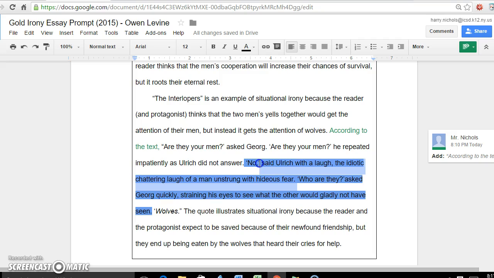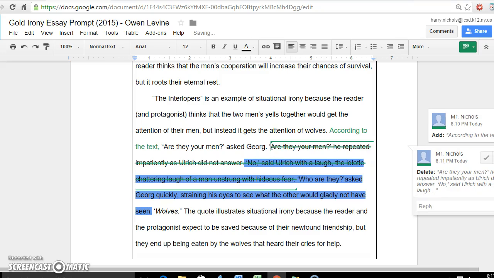I think that you can start the quote. You can eliminate this part of the quote, especially if you specify in your summary that the men begin to hear, or one of the men begins to see figures approaching. Then you can skip right to, who are they? Asked George quickly, straining his eyes to see what the other would gladly not have seen.